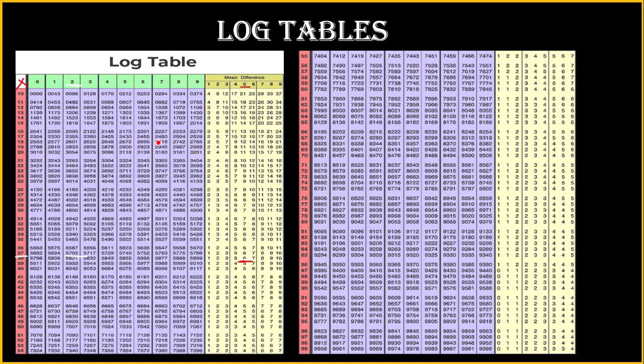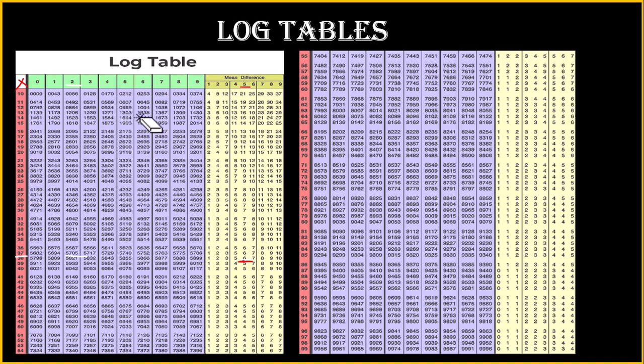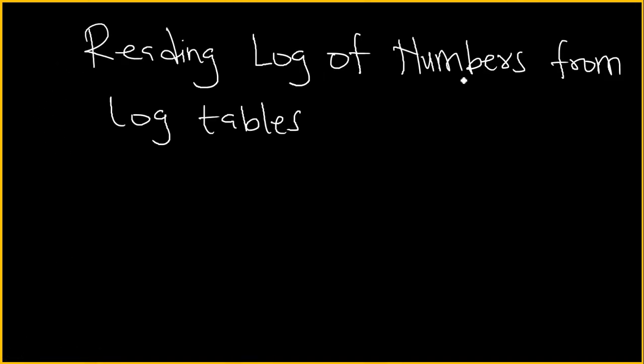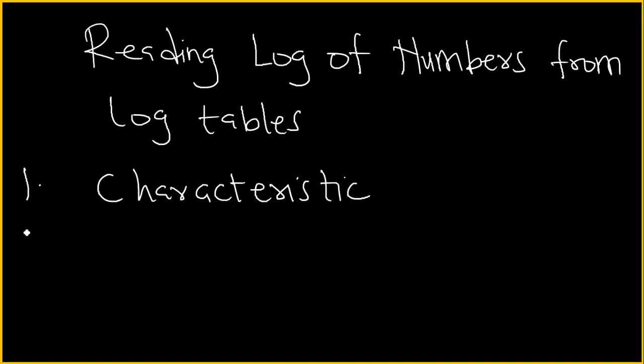And what are the requirements? Now let's delve right into this. Before the log of any value is calculated, there are things needed before the values on the log table are read. Now, what are the things needed? The things needed before the log of any number is read from the tables are: one, the first thing you need is the characteristic. The second thing needed is the Mantissa.